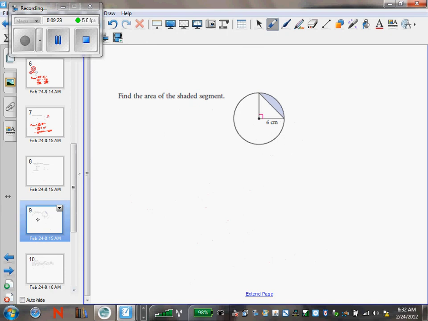The next one we're going to look at is the area of the shaded segment. Again, segment. So if you remember, or look back in your notes, for the area of your segment, write the formula down, and then we'll plug in what we know. So the area of a segment we just learned is A over 360 times pi r squared minus 1/2 the base times the height of the triangle.